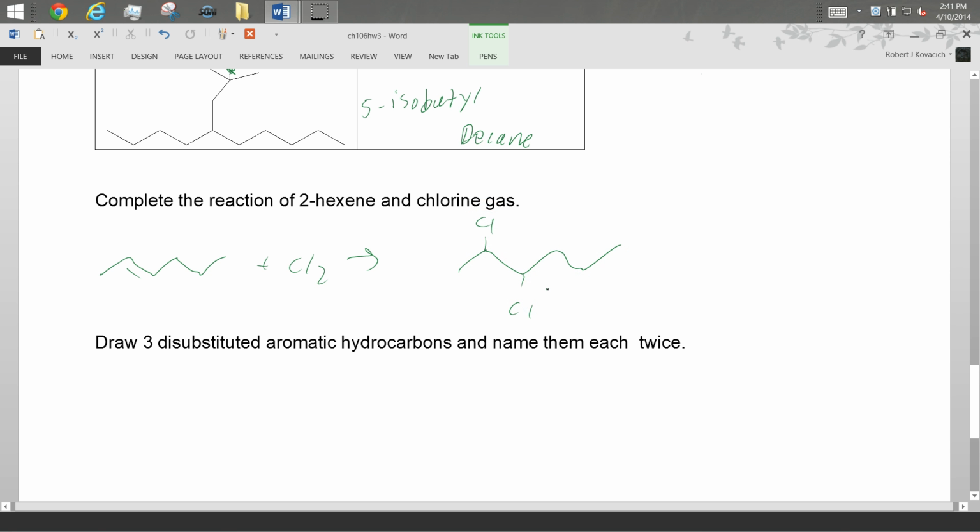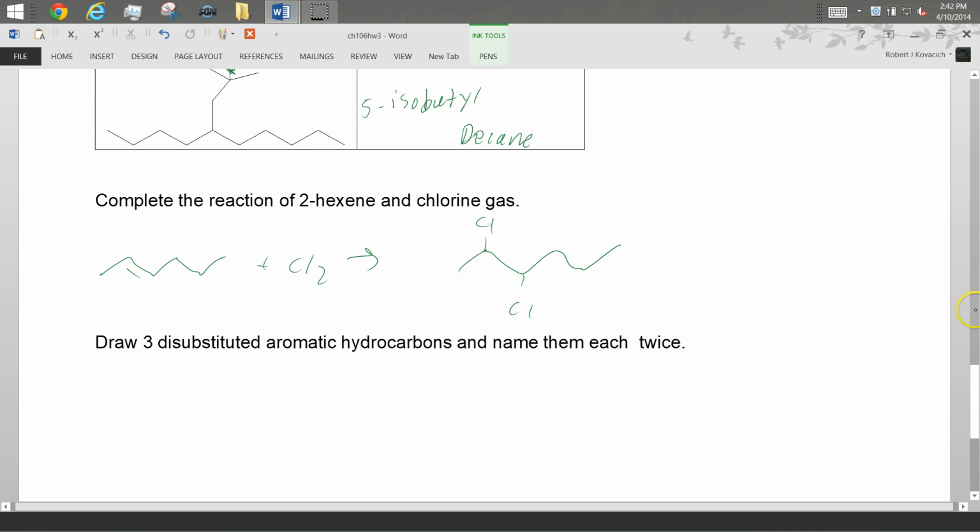Do I need a trans there? Trans for the answer for the name of that one on the right. There's one up, one down, so is it trans? Why not? There's no double bond, so I can't call anything cis or trans. The thing could just flip around and they could be right next to each other.